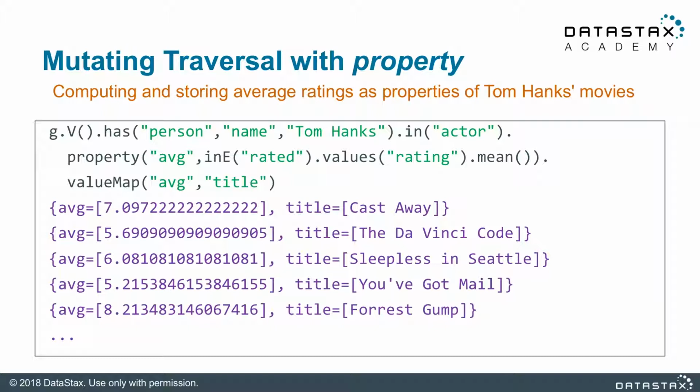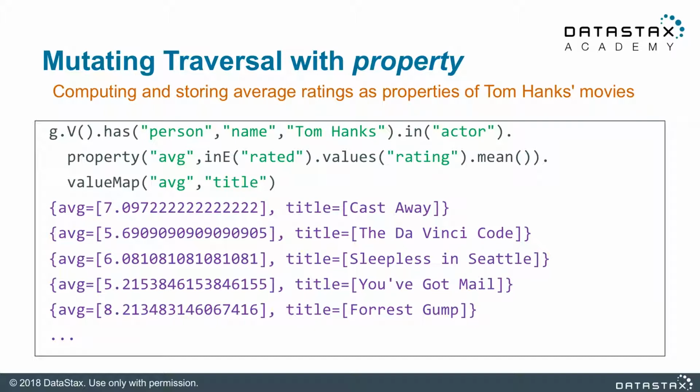It computes the average rating for the Tom Hanks movies. At this point, the mutation is done. We have added the average property to the Tom Hanks movie vertices. The last line is just providing the output that we would like to see. It is getting the average property and the title property and emitting those in the list that you see.